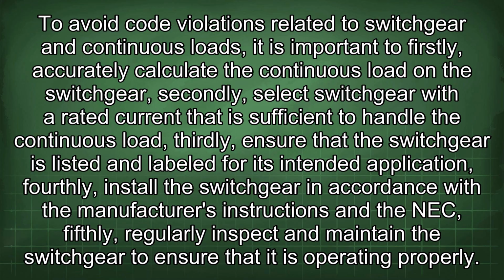To avoid code violations related to switchgear and continuous loads, it is important to, firstly, accurately calculate the continuous load on the switchgear. Secondly, select switchgear with a rated current that is sufficient to handle the continuous load. Thirdly, ensure that the switchgear is listed and labeled for its intended application. Fourthly, install the switchgear in accordance with the manufacturer's instructions and the NEC. Fifthly, regularly inspect and maintain the switchgear to ensure that it is operating properly.